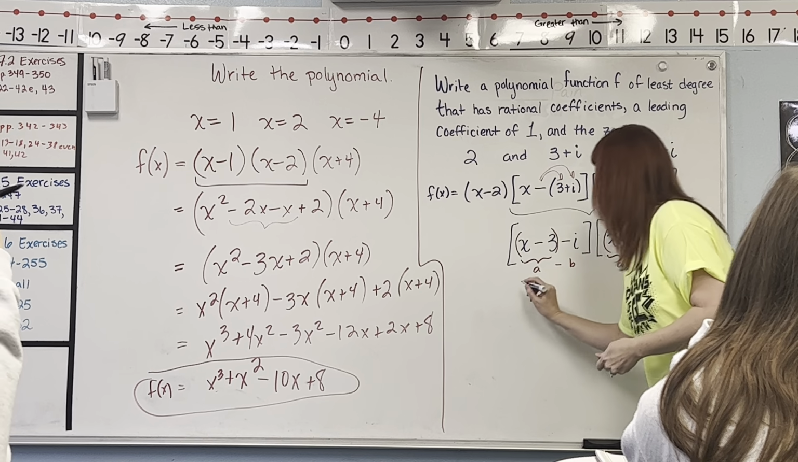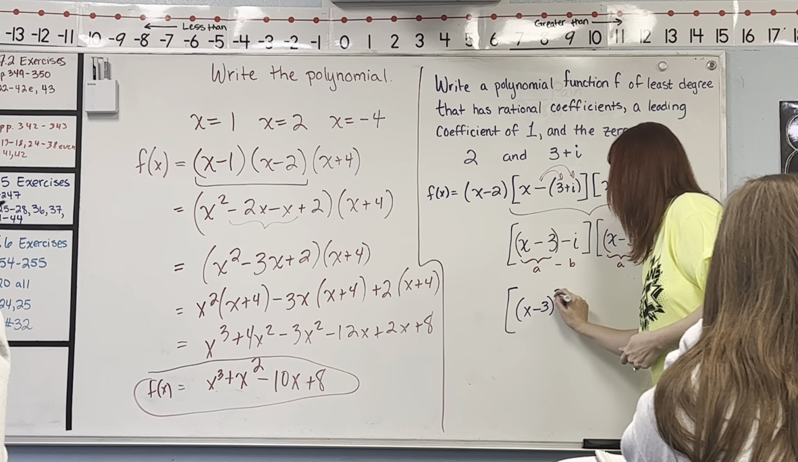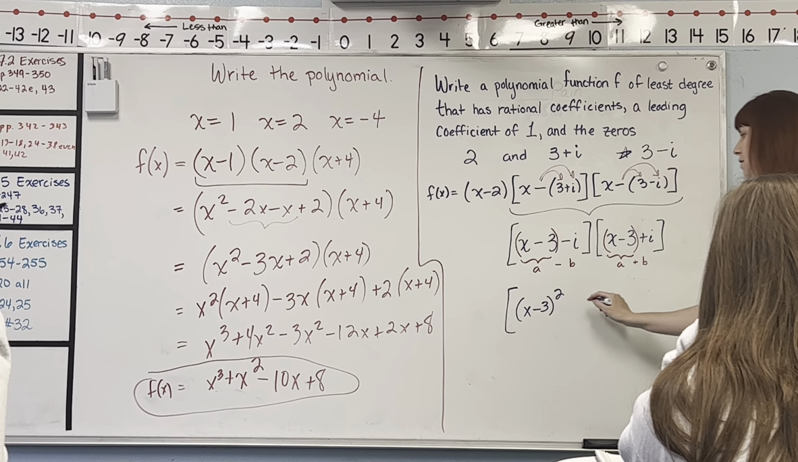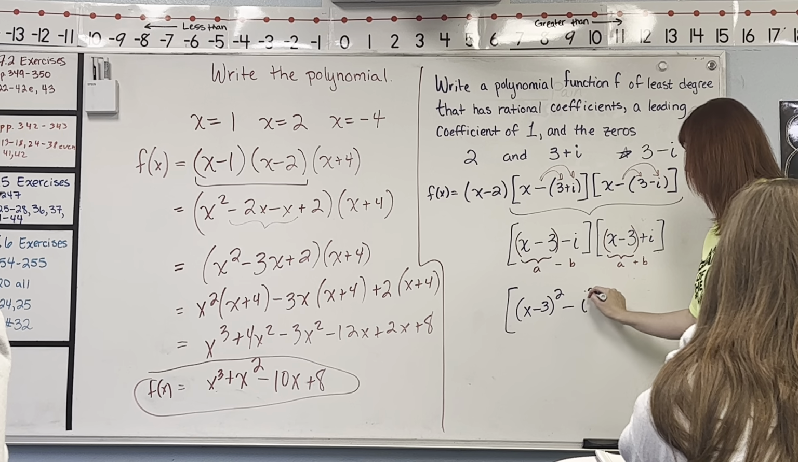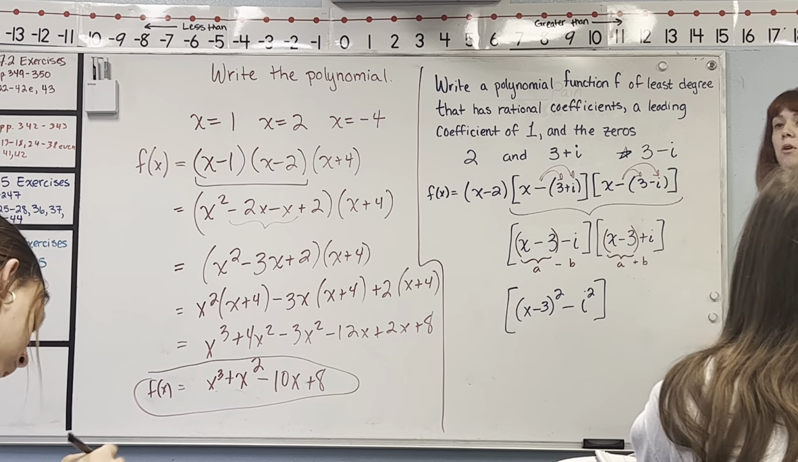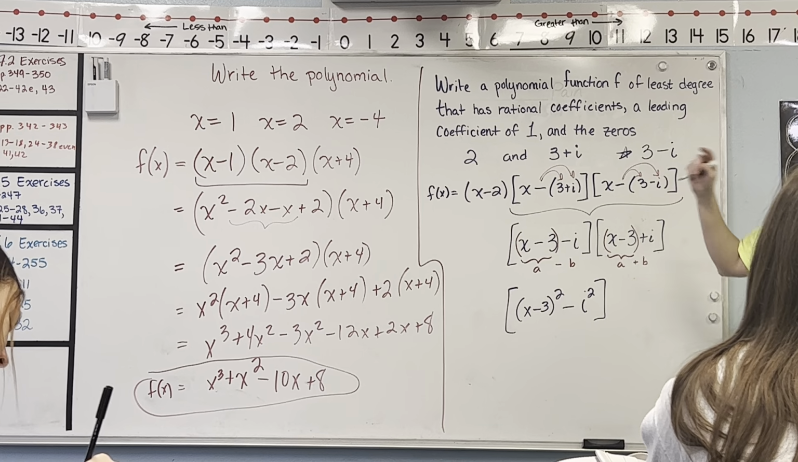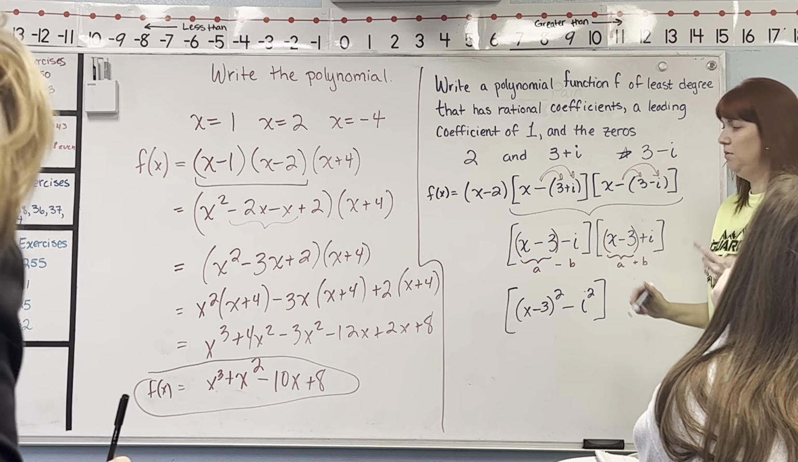So it'd be A squared, so x squared, minus 3 squared, minus i squared. And again, you're not wrong if you go in and you multiply all that together. If you just want to multiply the 3 by 3 and do that, you can do that too. But this is a little quicker.